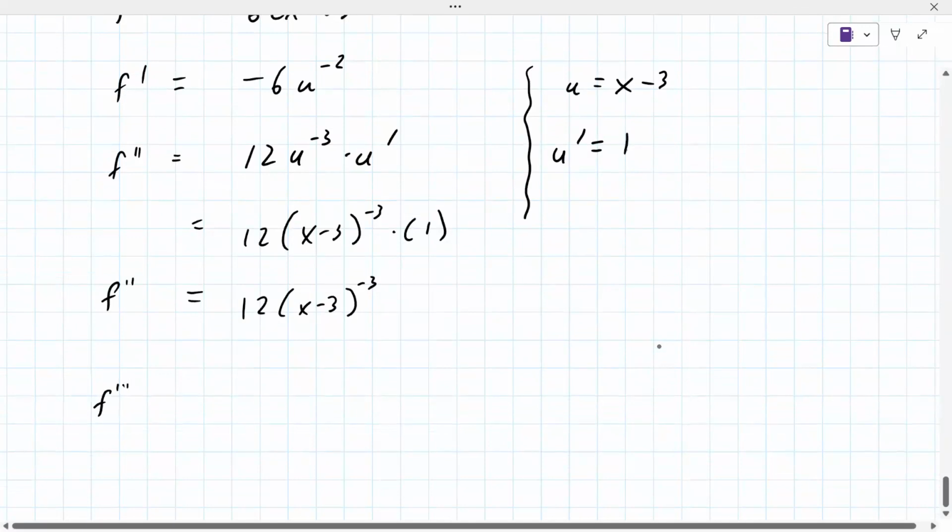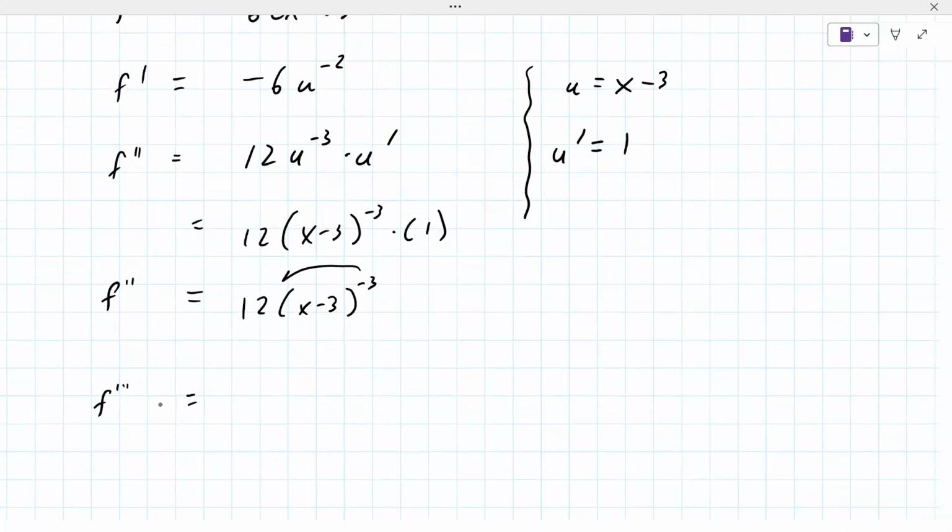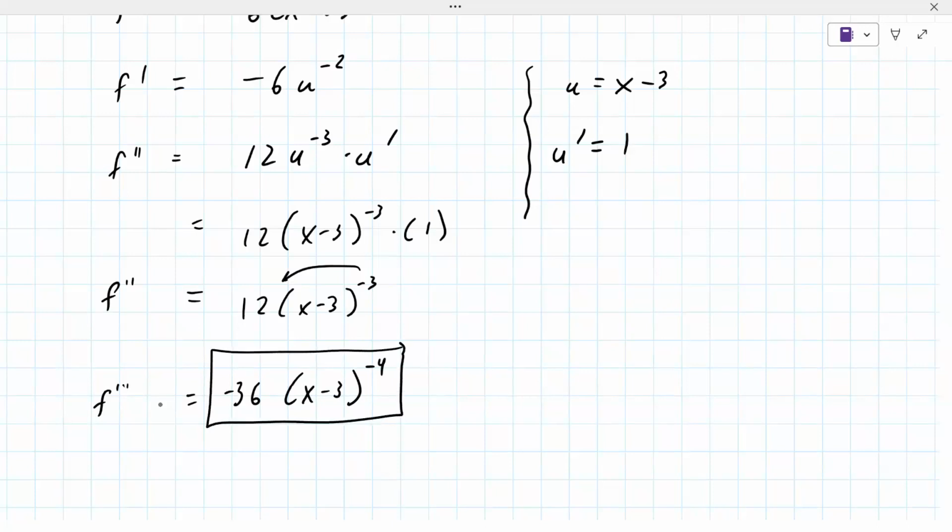Third derivative. So again, you could make this u over here, but the derivative of it is 1, so you actually don't have to. That's a small little wrinkle. So you can just bring the exponent down and subtract 1 from the exponent. Okay. So this is your first box.